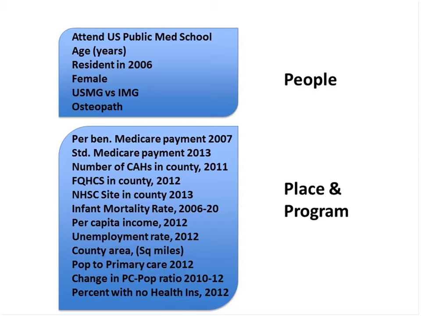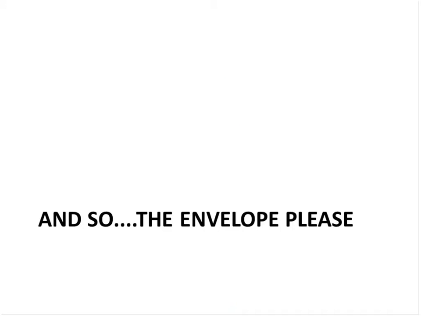We looked at the population of primary care, that is, to see if competition was a factor. We also looked at the change in the primary care to population ratio, that is, the very recent change, 2010 to 2012, to see whether there's dynamism in the population there. And then we looked at the population that had no health insurance as another place variable in our regression. So what did it all come out with? Essentially using those predictors to look at whether somebody would go into or go out.